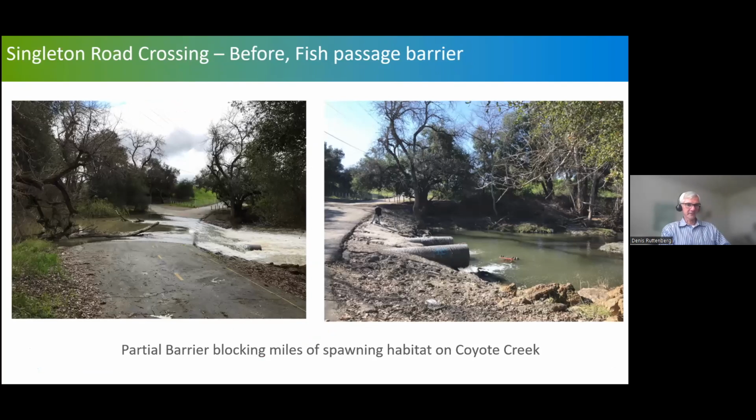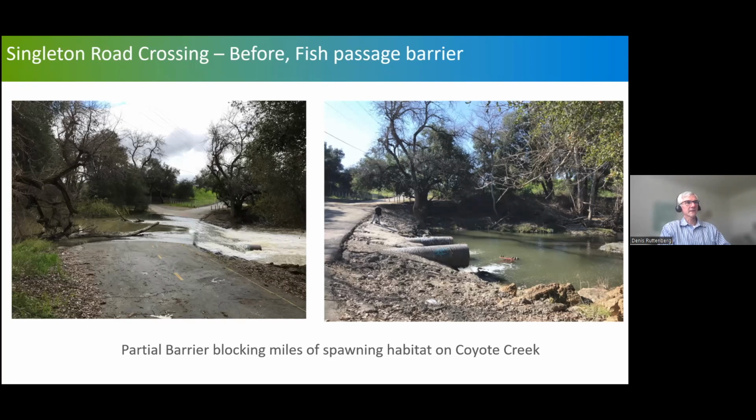Here's Singleton. Singleton's is a barrier that was actually recently fixed. I just thought I'd throw this photo in here. This is on Coyote Creek, near Singleton Road. It's basically this culvert that's perched. What happens is the culverts basically are blocked and you get this fast, shallow sheet flow, which is a total barrier to fish. Actually, it might be a partial barrier. They might be able to jump up into the culvert and swim through, but in higher flows, it's a total barrier due to velocity and depth.